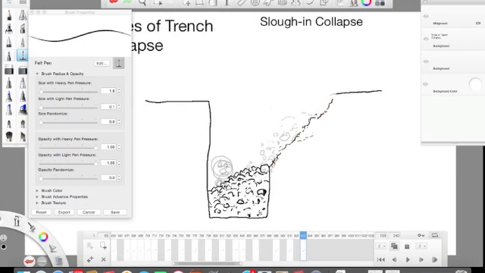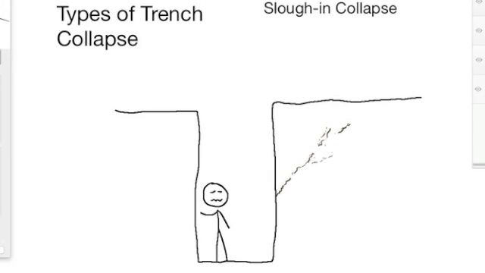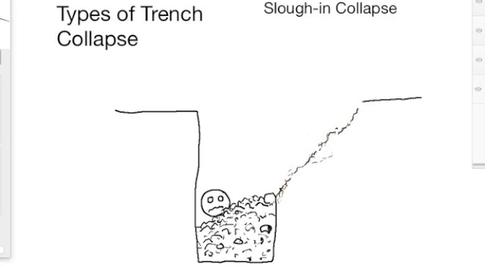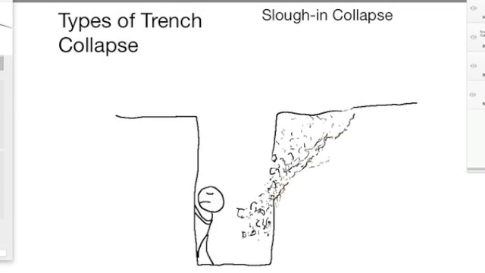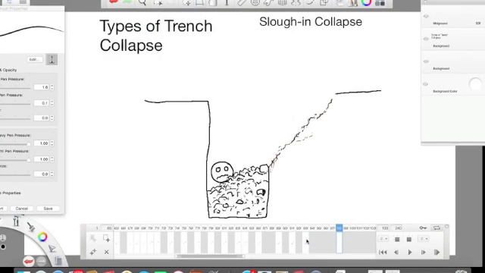Slough-in can often be due to surcharge loading. That's heavy items in the area of the trench or very near to the trench opening. Okay, remember we park our vehicles out of the hot zone, greater than 50 feet away.